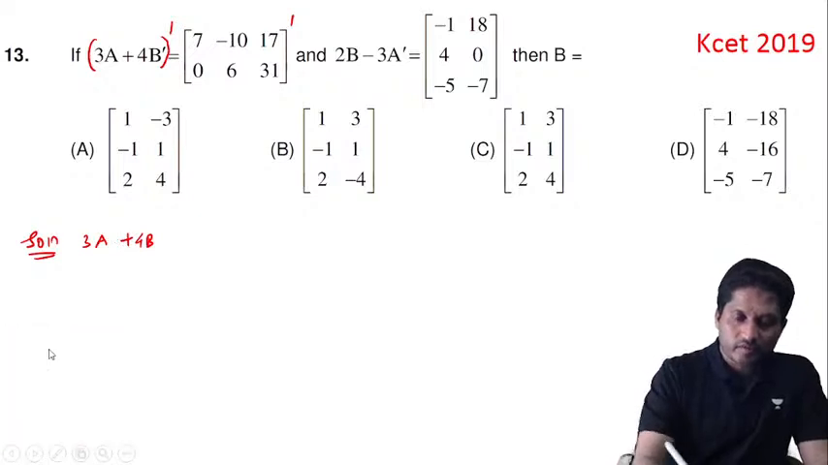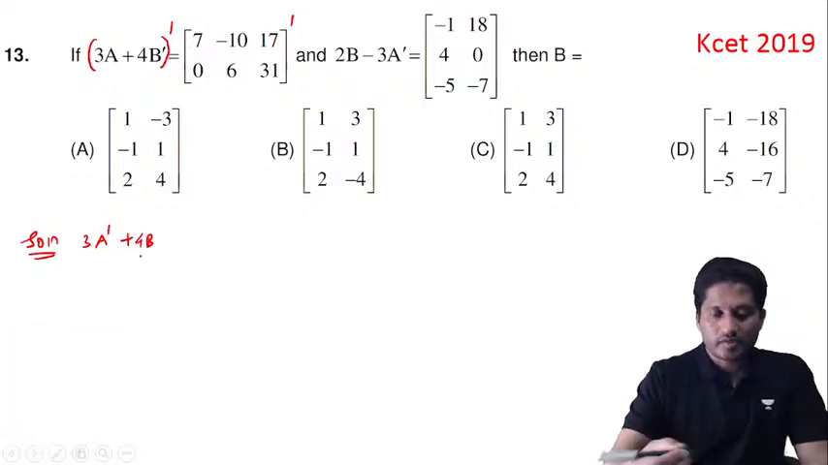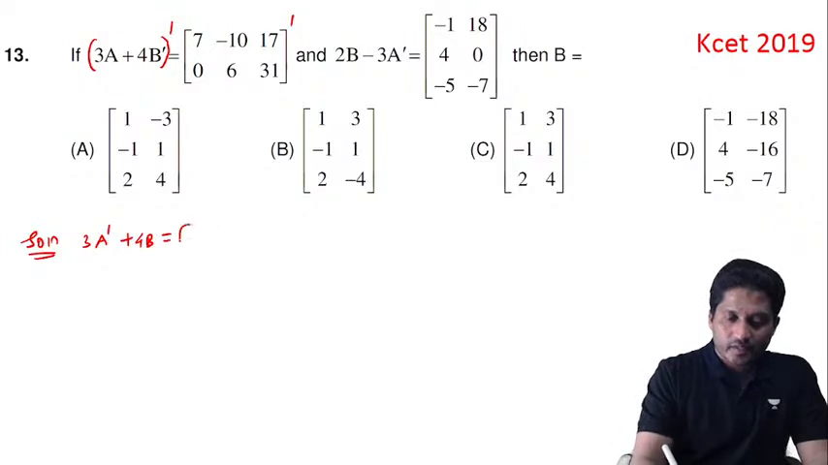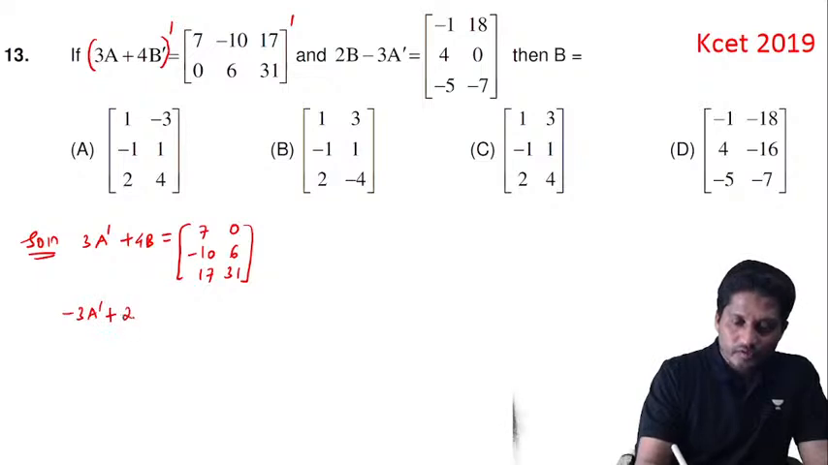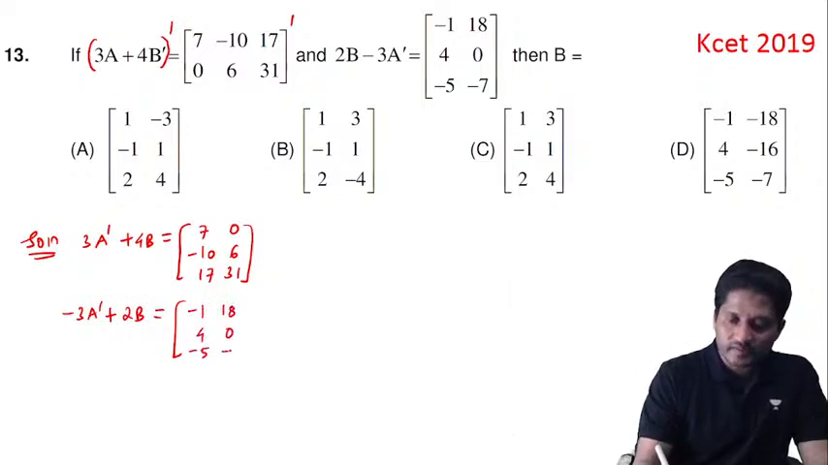Okay, so this will be equal to 3A' minus 4 times B'. First row becomes first column. Okay, and then 0, 6 and 31. Now this will be equal to 2B minus 3A', plus 2B is equal to the matrix minus 1, 18, 4, 0, minus 5, minus 7.